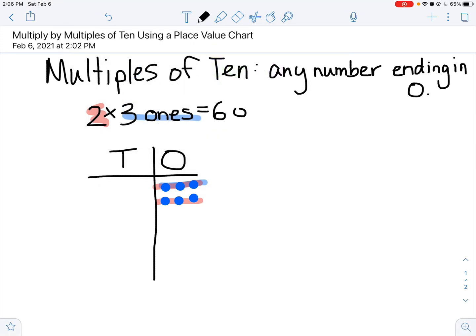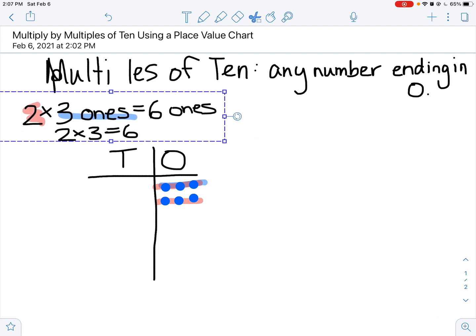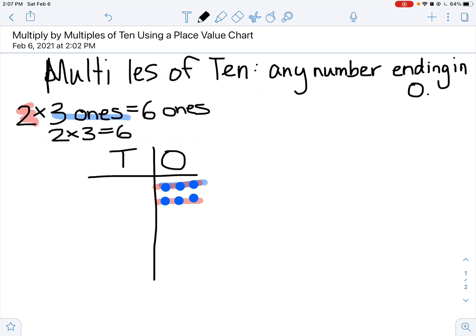Okay, so it's 6 ones, right? Or I can just say 2 times 3 equals 6, easily enough. We know we're talking about ones. Now let's take a look at something slightly different. What if I asked you to show me 2 times 3 tens? Here's the difference. 2 times 3 tens. I wonder how many tens that would get me.